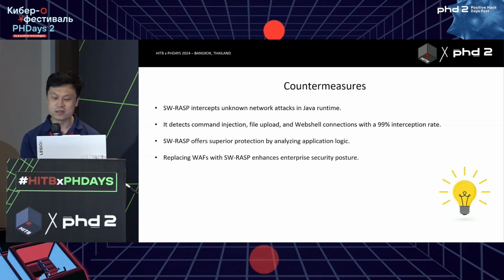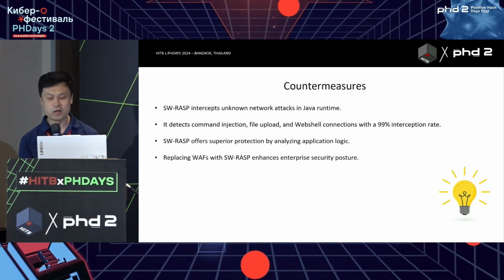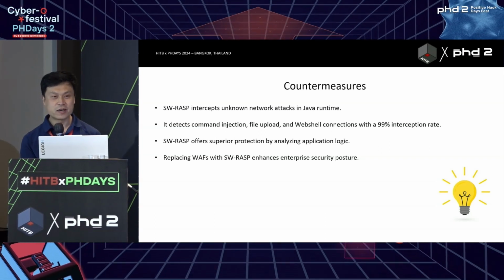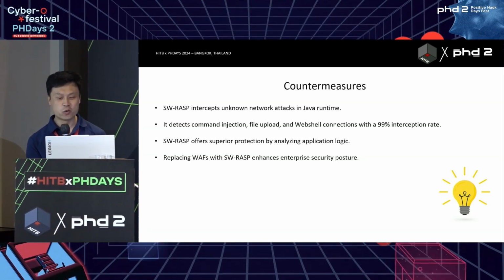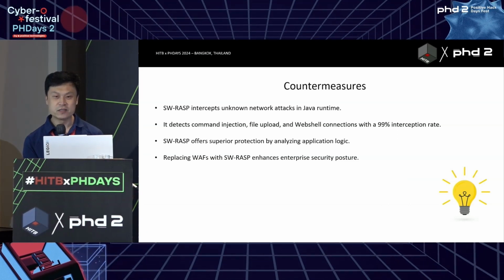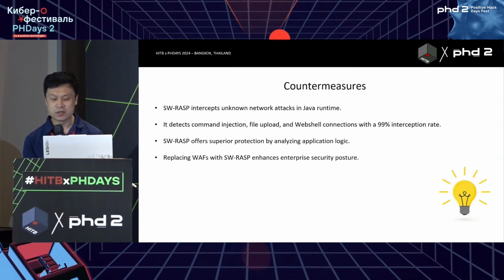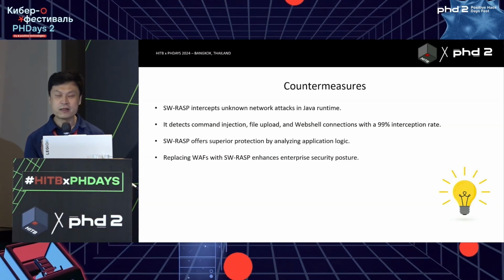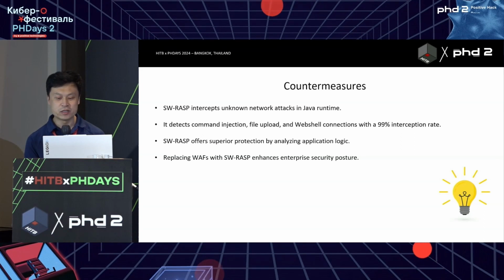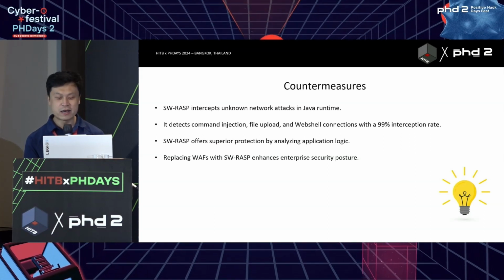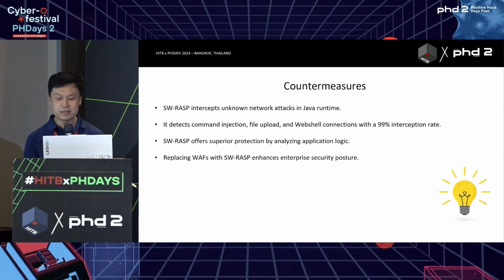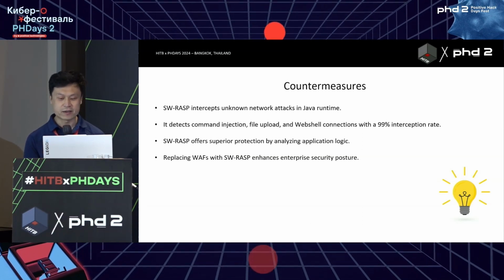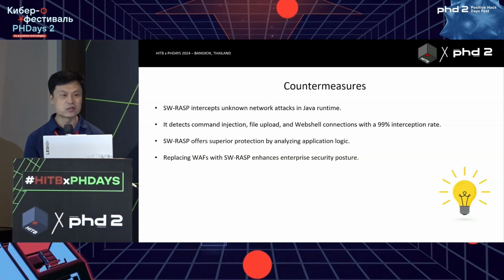To address these challenges, we propose a novel runtime defense technology known as SW-RASP. SW-RASP is a Java application runtime self-protection technique capable of intercepting unknown network attacks. By leveraging JVMTI-based technology to hook into the JDK underlying logic, SW-RASP can intercept command injection attacks and arbitrary file upload attacks, and detect WebShell connections.